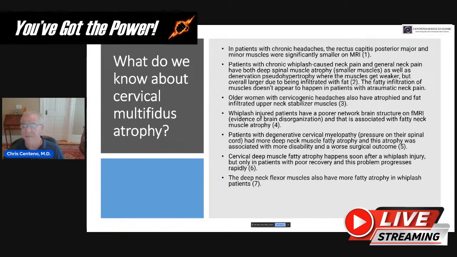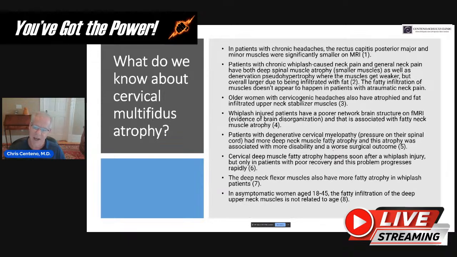We also know the deep neck flexor muscles up front. So we're not talking now about the back ones, which is multifidus. We're talking about the ones up front, also atrophy in whiplash patients. And in asymptomatic women who are kind of young to middle-aged, we don't see that this fatty infiltration is related to age. That's one of the things that Jim wanted to look at, right? Is this just related to getting older? Do older people just get this type of atrophy naturally? And the answer is they don't, unless they either have cervicogenic headaches, they've been in a whiplash accident, have cervical myelopathy, which is pinched spinal cord, etc.